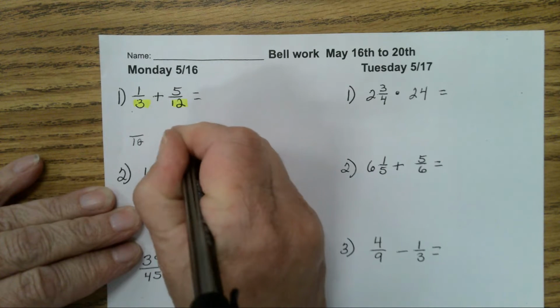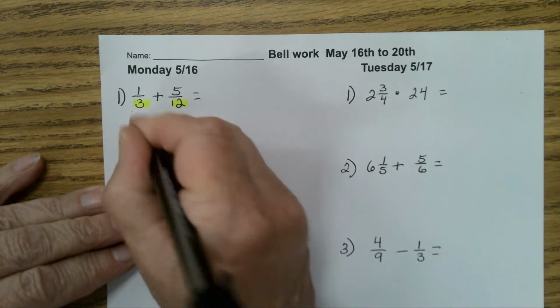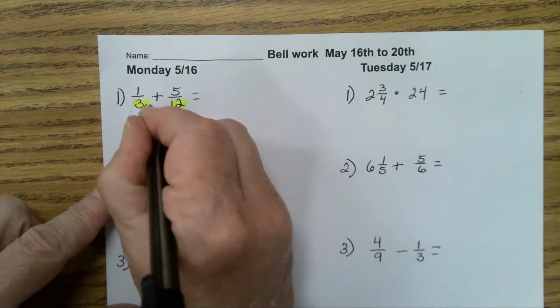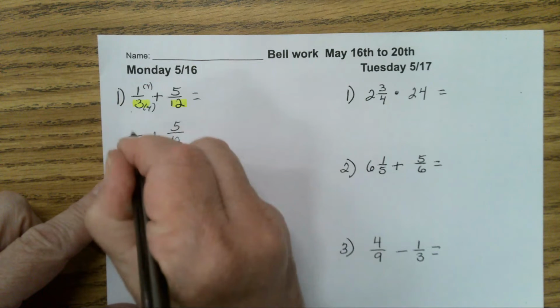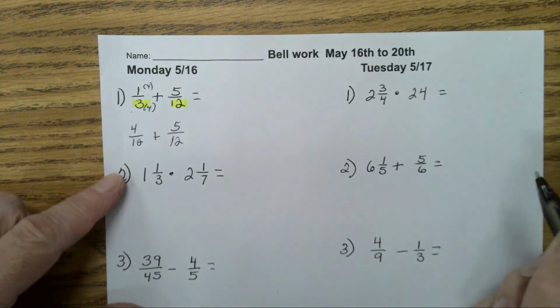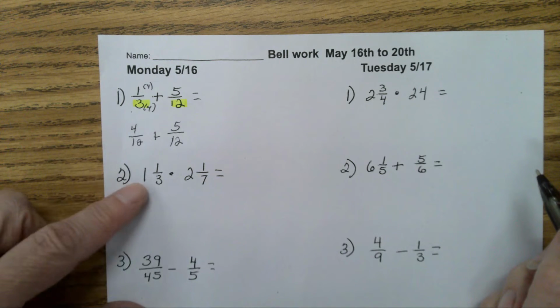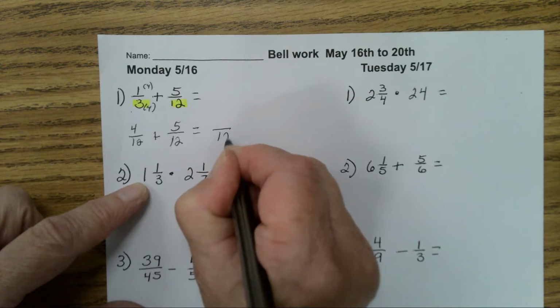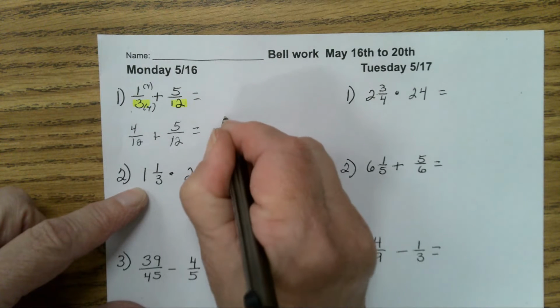This one's already in 12s. 3 times what is 12? 4. 3 times 4 is 12. 1 times 4 is 4. So now we have 4 12ths plus 5 12ths. Your denominator stays the same. 4 plus 5 is 9.